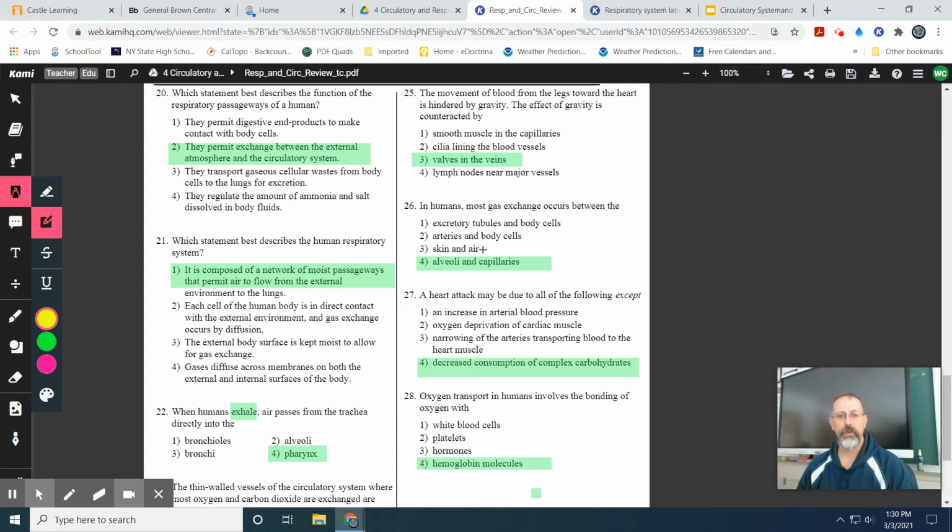26, in humans, most gas exchange happens in the alveoli, where there's capillaries wrapped around those little grape-like clusters, where there's literally hundreds of millions of them in your lungs.